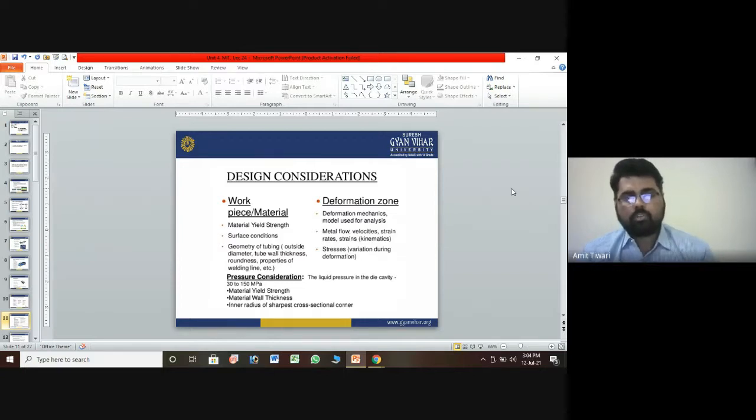First of all, you check the material yield strength, surface condition, geometry of the tube, outside diameter, tube wall thickness, roughness, and properties of the welding line, etc. You have to first identify the workpiece material, which you select for high strength. You check the yield strength, where the material loses elasticity and converts into plasticity.